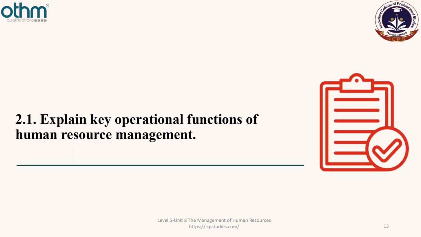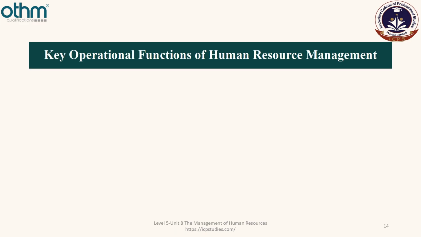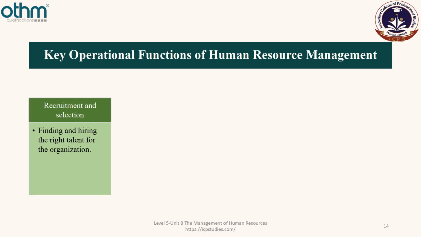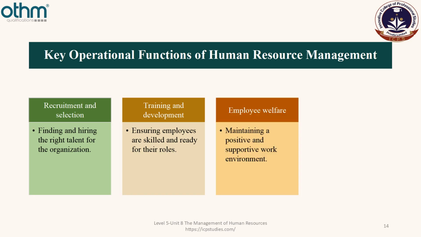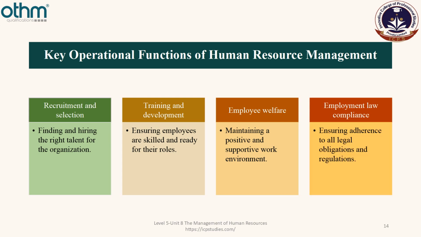Now we have the second learning outcome, in which we try to understand the functions of HRM. We have the first assessment criteria, in which we explain the key operational functions of HRM. The key operational functions of HRM include, first, recruitment and selection, in which we find and hire the right talent for the organization. Then we have training and development, in which we ensure that employees are skilled and ready for their roles. Then we have employee welfare, in which we maintain a positive and supportive work environment. Then we have employment law and compliance, in which we ensure adherence to all legal obligations and regulations.